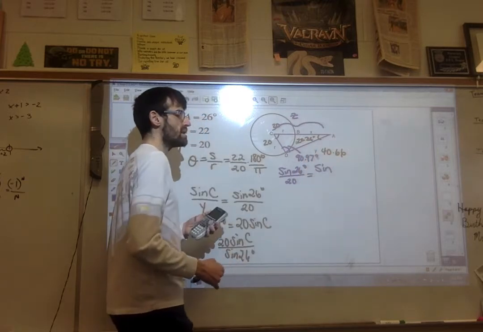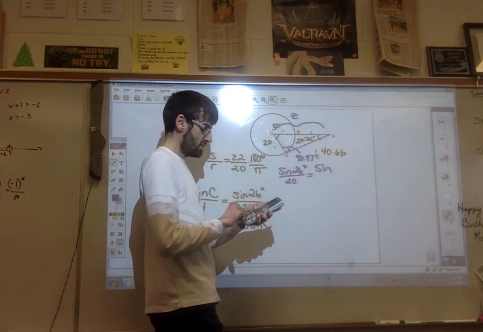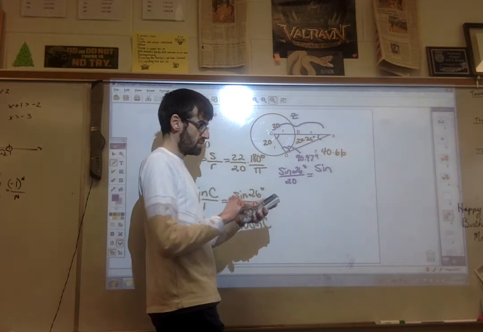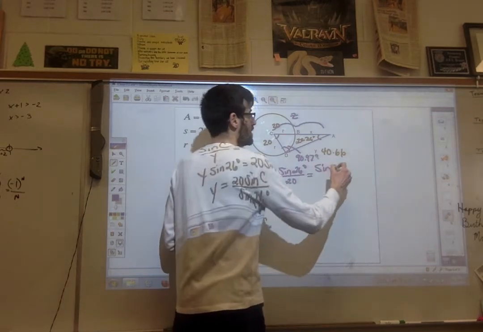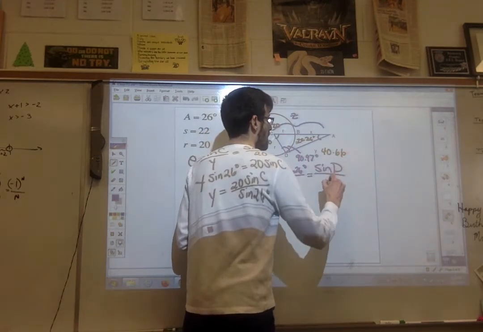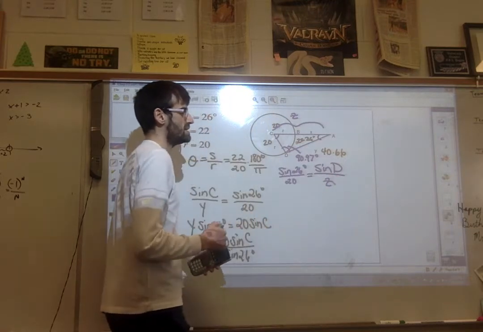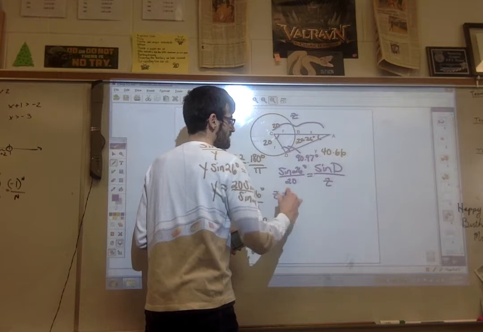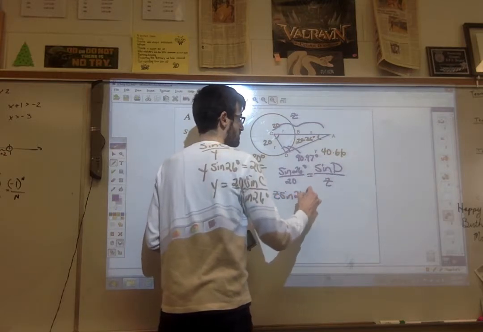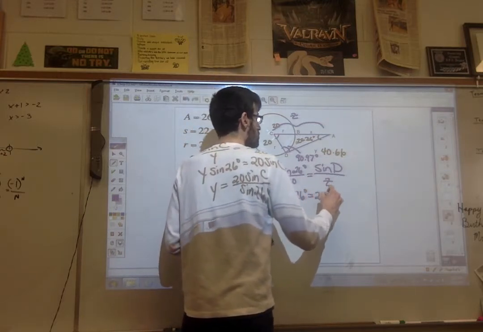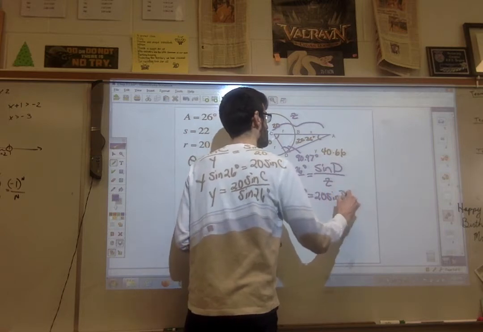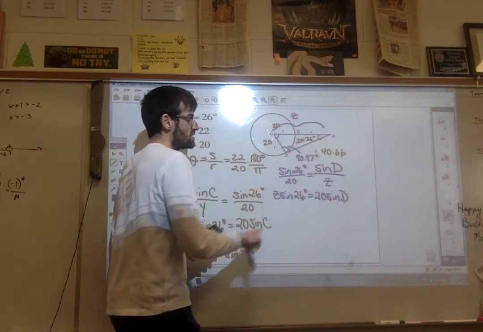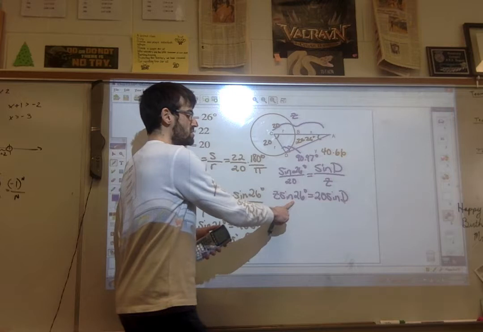But I'm going to store that as D, so I do not have to use a rounded figure. And that is going to be over side Z. I am going to cross multiply. I have Z sine of 26 equals 20 sine of D. Then I'm going to divide by the sine of 26 to solve for Z.